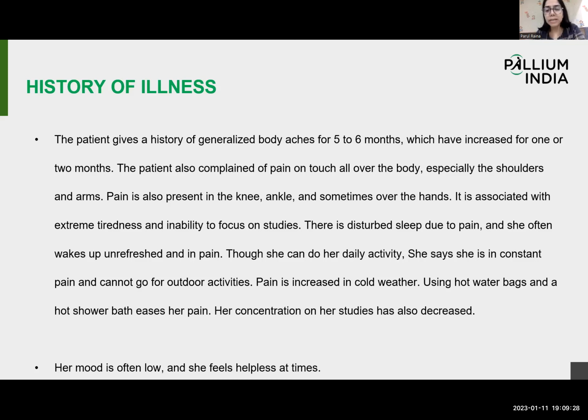Though she can do her daily routine activity, she said that she was in constant pain and cannot go for outdoor activities. Pain is especially increased in the cold weather. And when I asked her about the relieving factors, she said that hot water bags or a hot shower bath ease her pain. She said that her concentration on the studies has decreased a lot. Her mood is often low, and she also feels helpless.